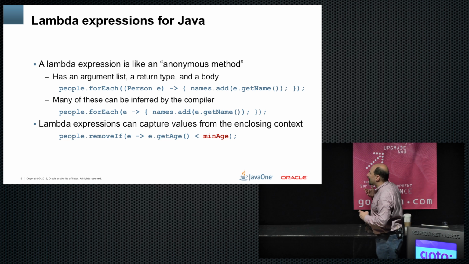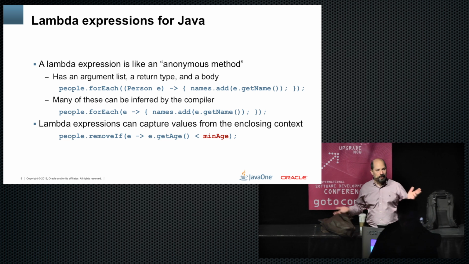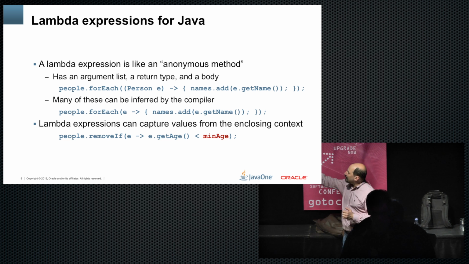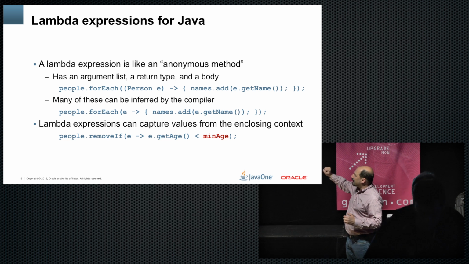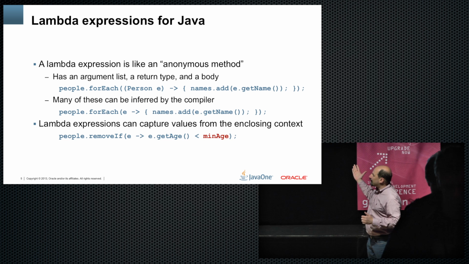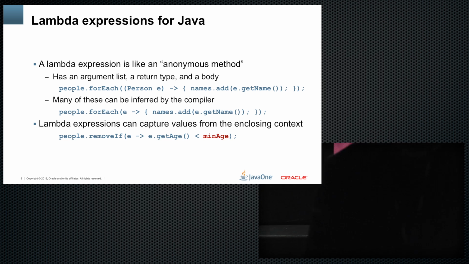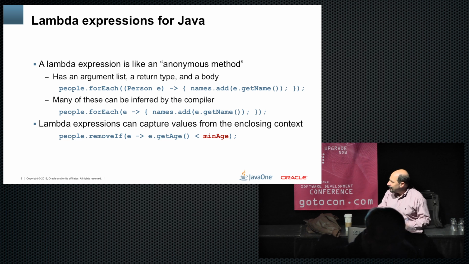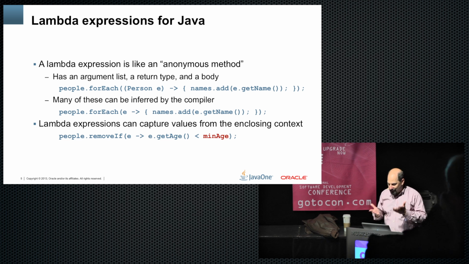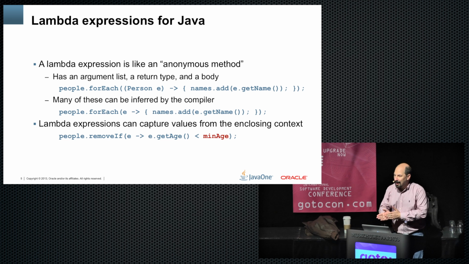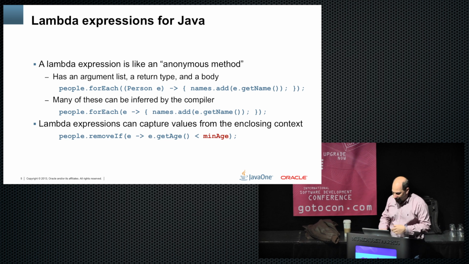Lambda expressions can capture values from the enclosing context. So in this last expression, minAge is defined outside of the lambda, and so that's considered a captured value. Okay, not all lambdas are capturing, but capturing fits largely in the translation scheme. So I'll have a couple of examples of that.